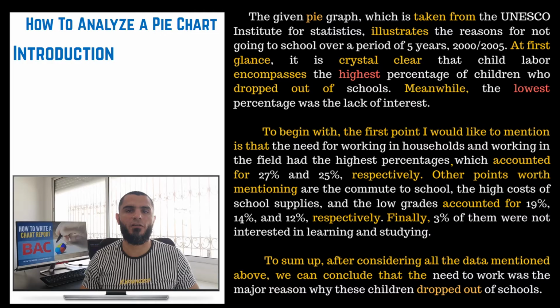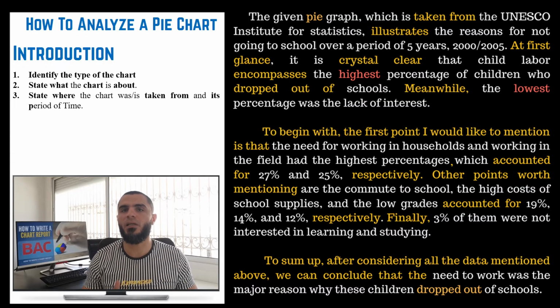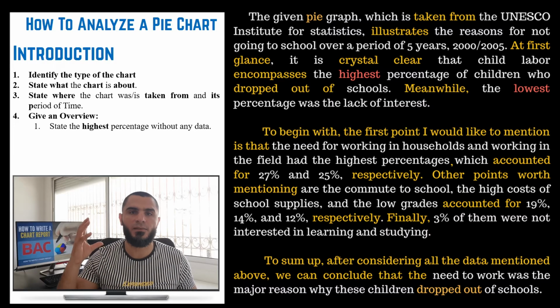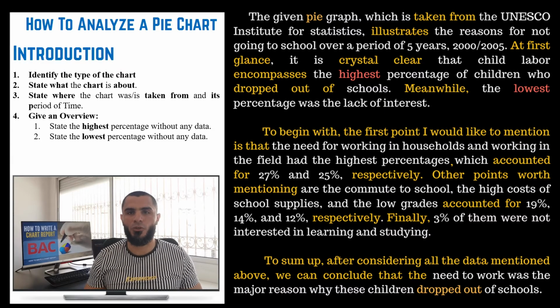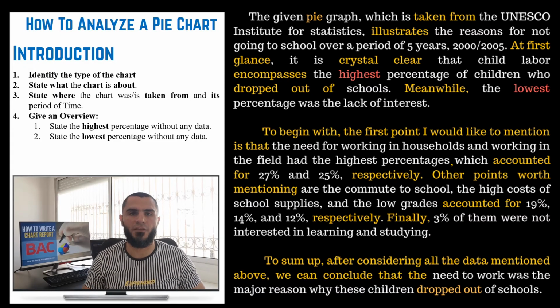Let's recap the different parts of the introduction. To start with, identify the type of the chart, state what the chart is about, state where the chart was or is taken from and its period of time, and finally give an overview by stating the highest percentage and the lowest percentage without any data. Here is the introduction. The given pie graph, which is taken from the UNESCO Institute for Statistics, illustrates the reasons for not going to school over a period of 5 years from 2000 to 2005.